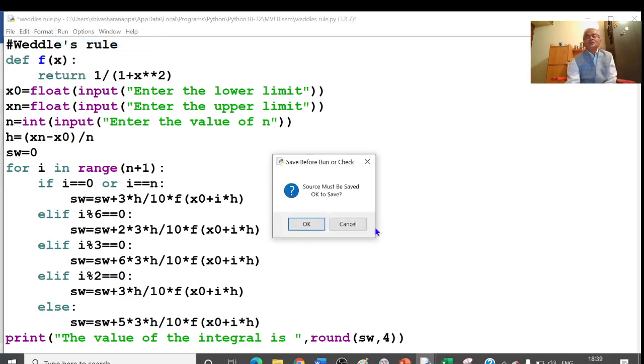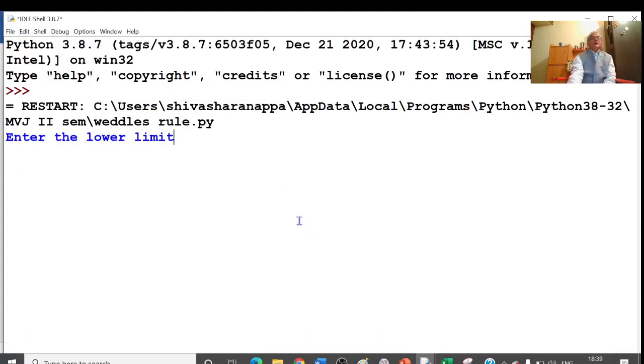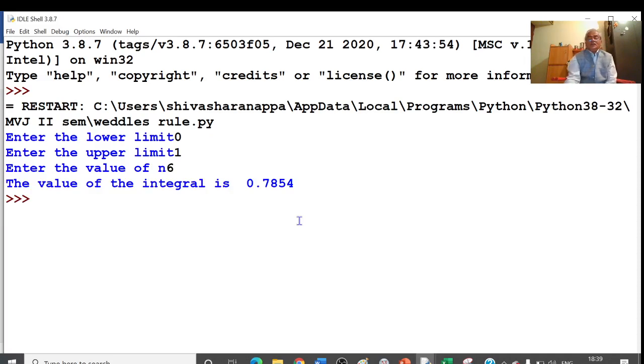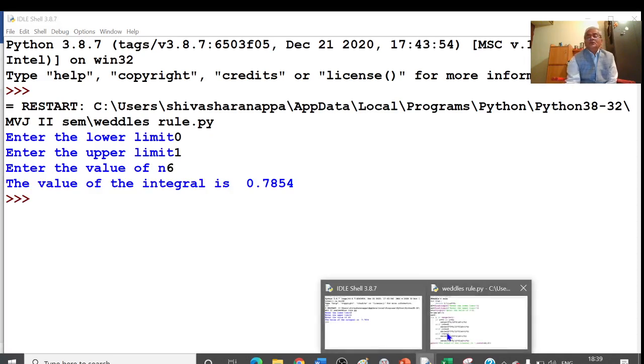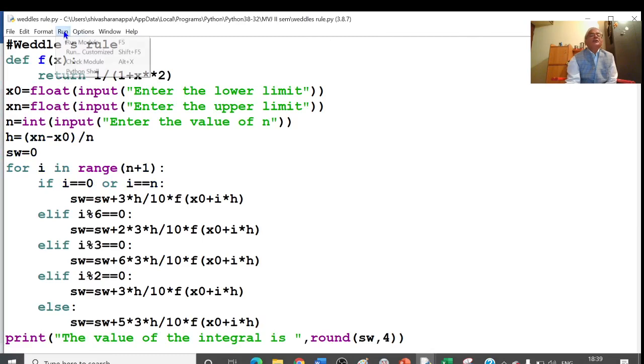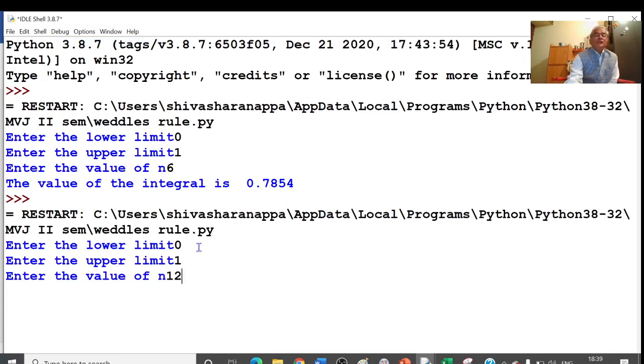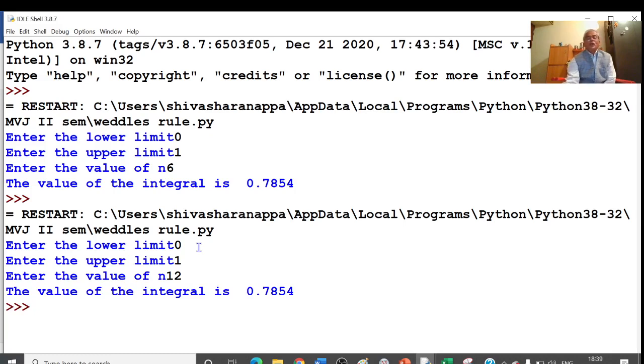Running this program. Enter the lower limit 0. Enter the upper limit 1. Enter the subdivision. If I enter 6 here, then this is the value. Once again, if I run this program, lower limit again 0, upper limit again 1, the number of subdivisions I will put as 12, which is divisible by 6, 0.7854.